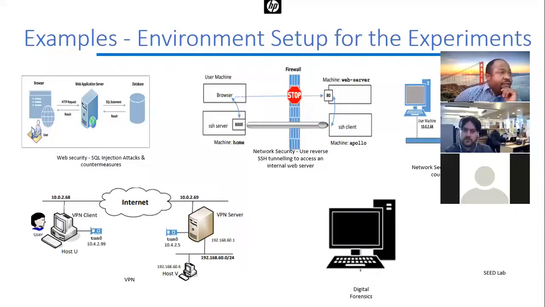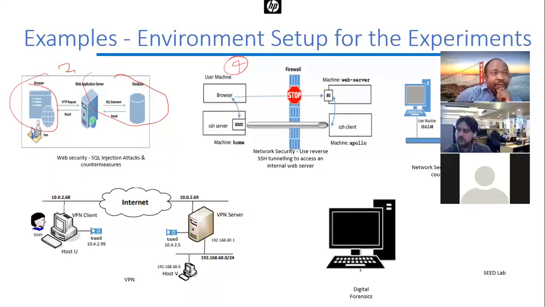So for example, this is an example of a web security lab. As you can see, in this case, we're trying to practice SQL injection attacks and countermeasures, and a student needs at least 2 computers. There's one computer here and the web server, sorry, a server. So this is at least 2 computers. This is another example of a network security lab where students are trying to practice the use of reverse SSH tunneling to access an internal web server. To practice this, students need at least 4 computers.